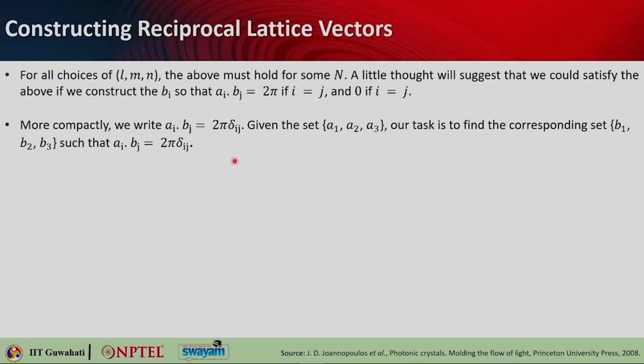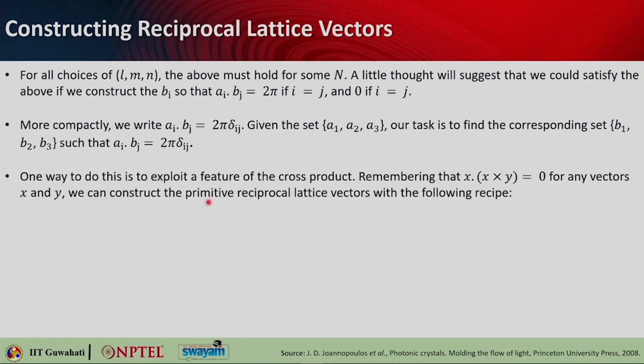Compactly, you can write that Ai dot Bj, when the two vectors are in the same direction, gives this value 1, and if they are in different directions, you get 0. So Ai dot Bj gives you 2 pi delta ij. This is how you can write it compactly. Now, given the set A1, A2 and A3, our task is to find the corresponding set of reciprocal lattice vectors B1, B2 and B3. And what is the condition? The condition boils down to Ai dot Bj equal to 2 pi delta ij.